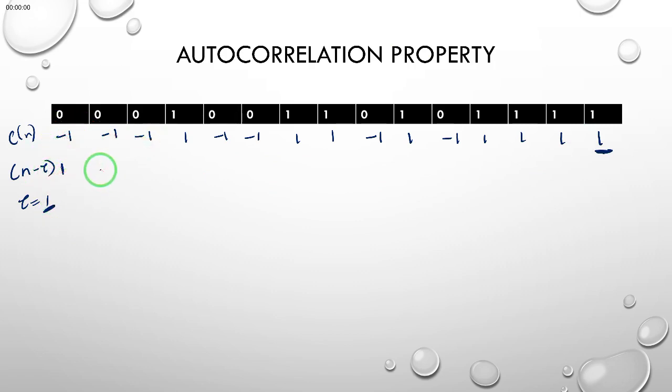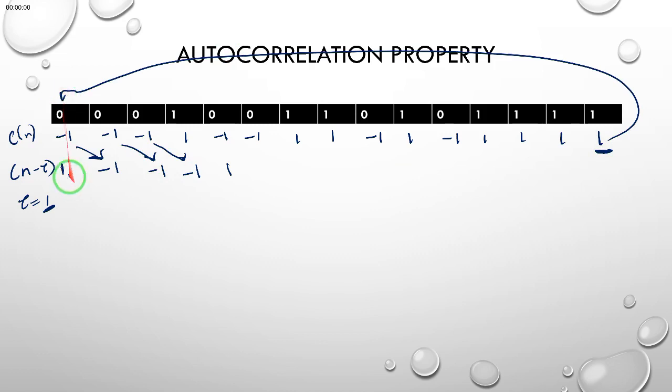So this will become here. We are simply doing a cyclic shift. This one comes at the beginning. That is why we have this one here. Everything else comes as you have seen. So this becomes our final C of n minus tau.